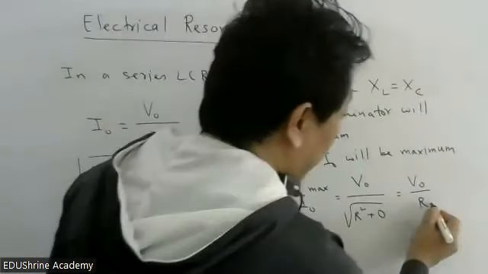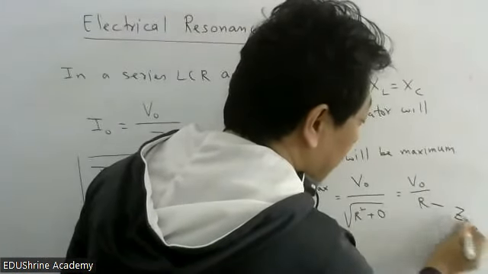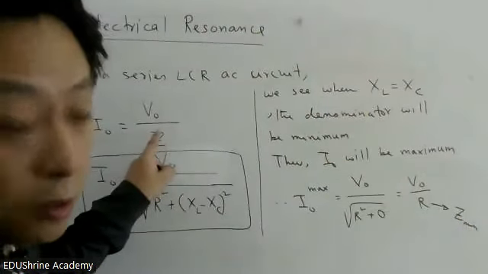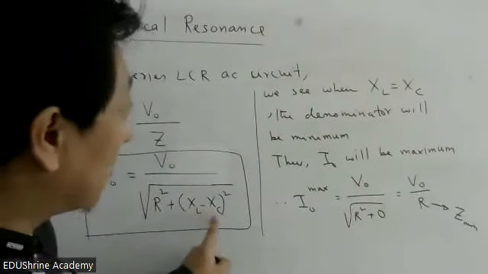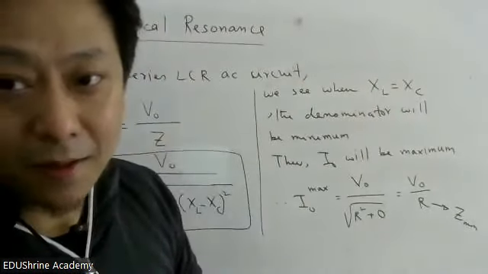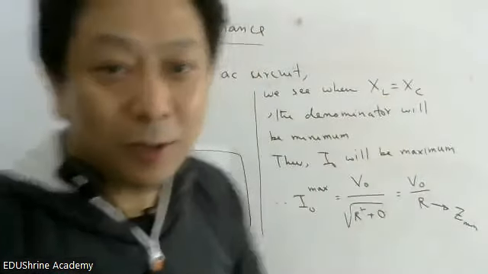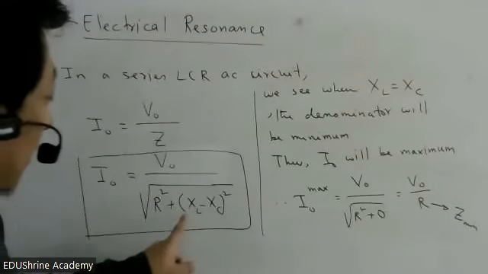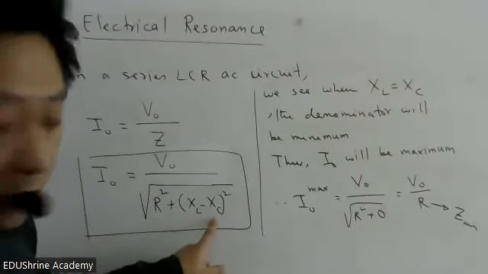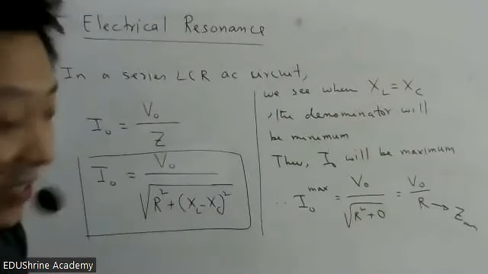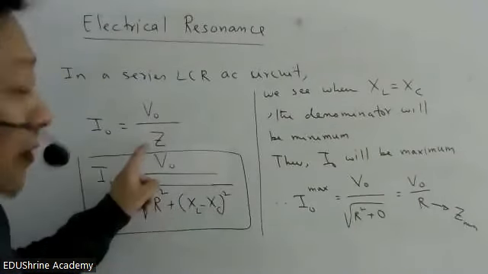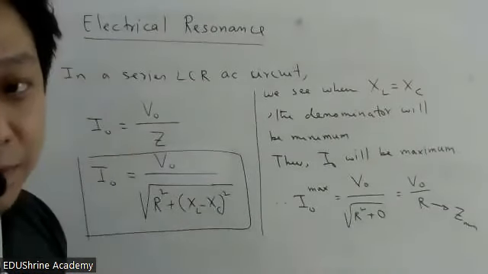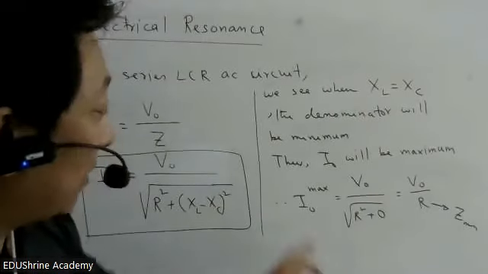And this R, if you think carefully, is the minimum value of impedance. Yes or no? If they ask you when it will be minimum impedance, it is when XL will be equal to XC. Now, when will XL be equal to XC? Let us analyze. So when XL minus XC is zero, which means XL is equal to XC, the denominator, meaning impedance, will be minimum. The peak current in the circuit will be maximum.